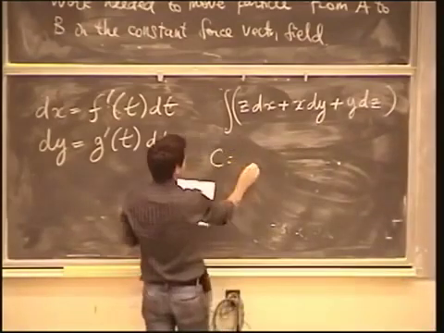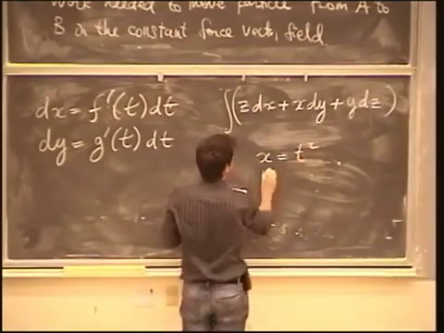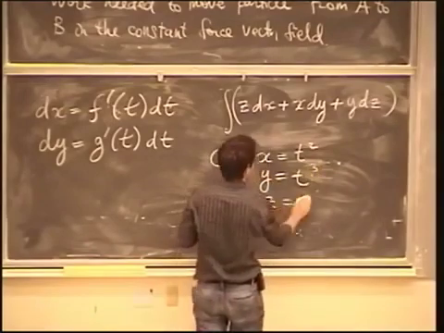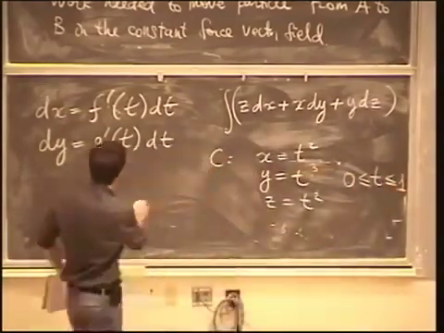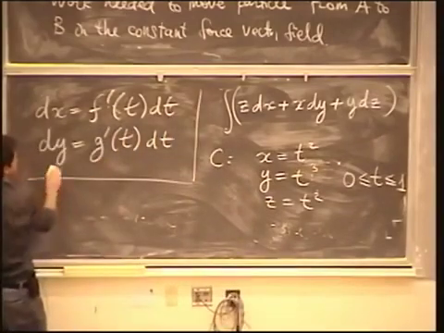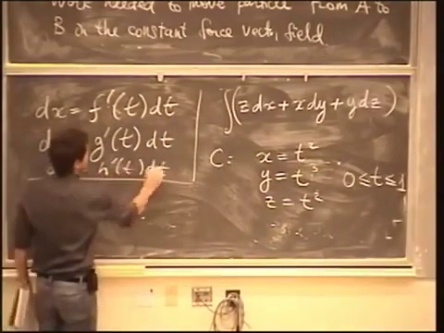And so, let's say you have a curve in which x is t squared, y is t cubed, and z is t squared. Okay? And t goes from 0 to 1. So likewise for dz, you will have some h prime of t dt, where h is the formula for z. Right?